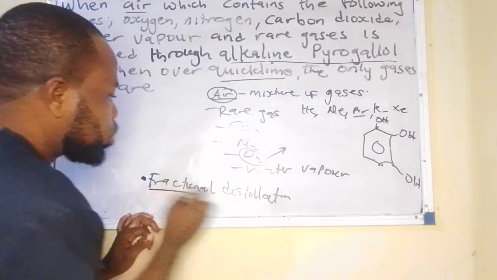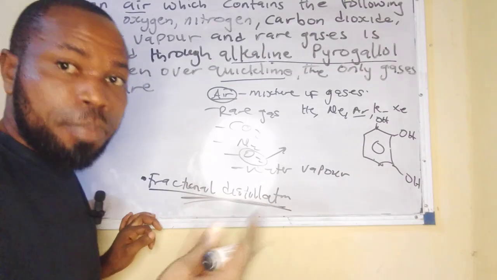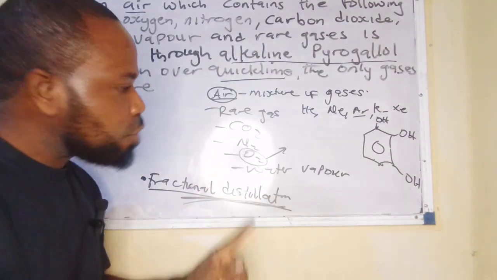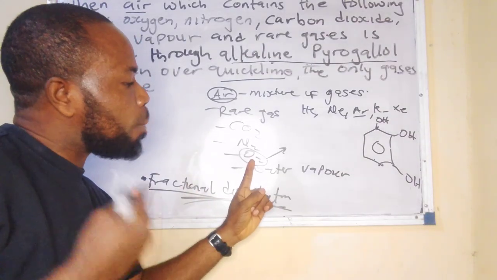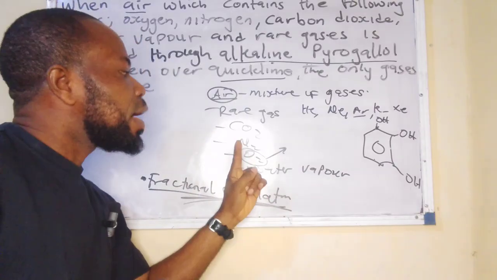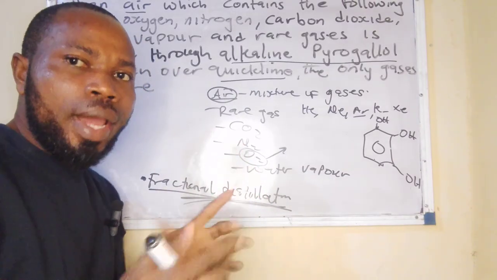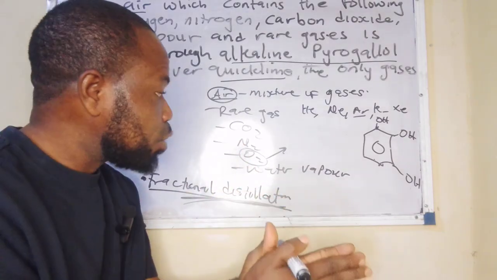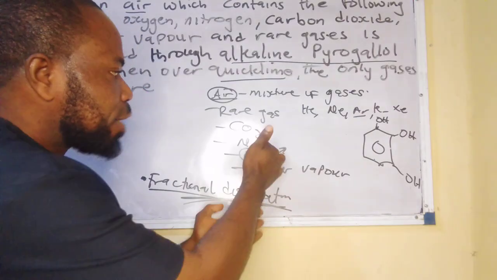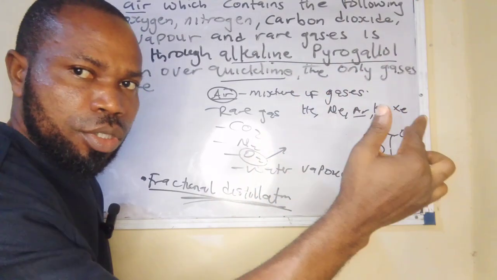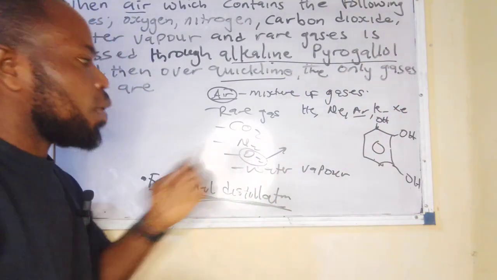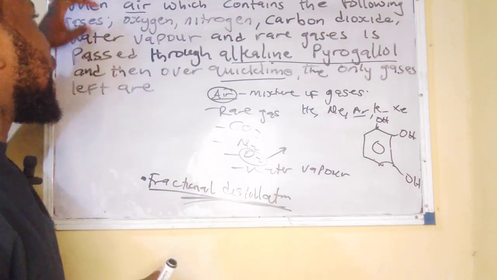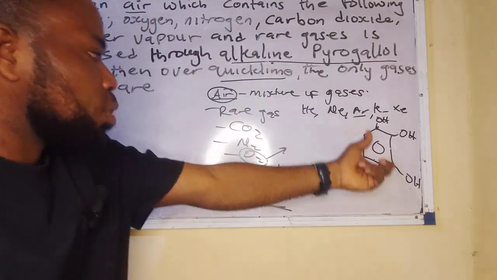Now, this fractional distillation is a separation technique used to separate mixtures. But again, it's not only oxygen that can be removed from air by fractional distillation. Nitrogen can also be removed. So when liquid air is subjected to fractional distillation, nitrogen and oxygen gas are removed. You get the picture now. Now, let me come back to our question.